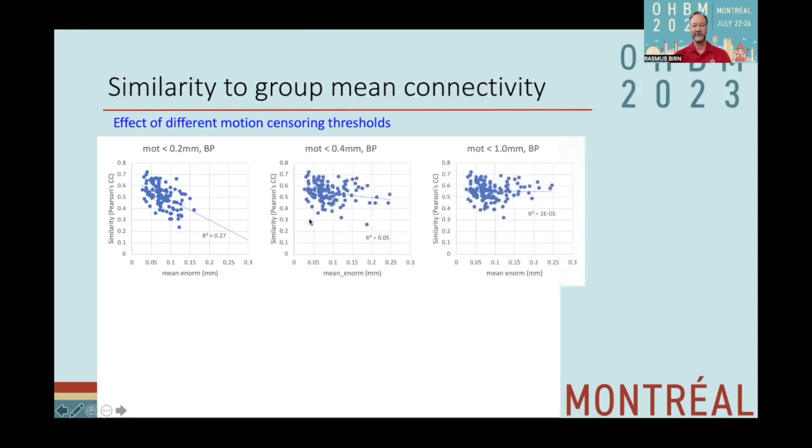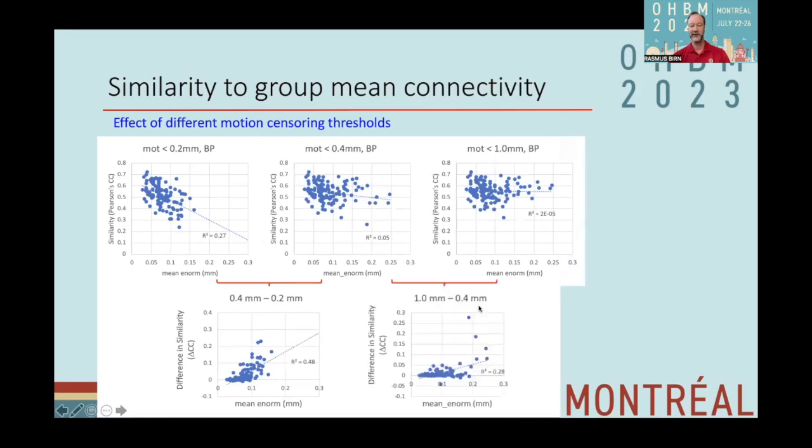So here's what we actually find. What I'm showing you here is for the motion censoring threshold of 0.4 millimeters and 1.0 millimeters. And if I calculate the difference between, say, the 0.4 and the 0.2 millimeters, I get this difference here, and similarly between 1.0 and 0.4 millimeters. So this was actually a bit surprising to me, because what this is saying is that particularly for the more high motion subjects, if I relax my motion censoring threshold from 0.2 millimeters to 0.4 millimeters, the similarity increases. That is, the functional connectivity matrix looks more similar to the group average, kind of the opposite of what we predicted. So let's take a look at a case example.